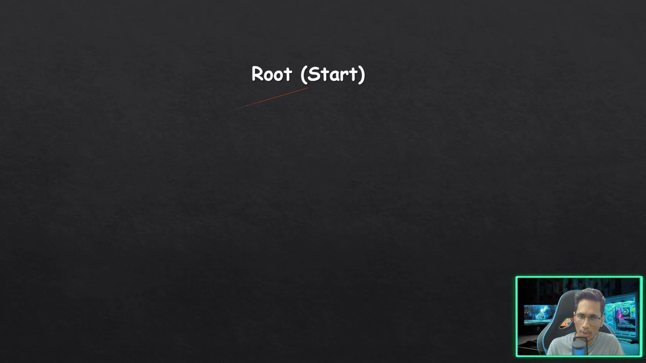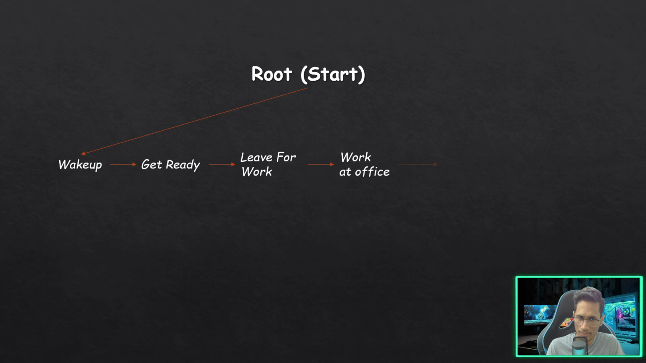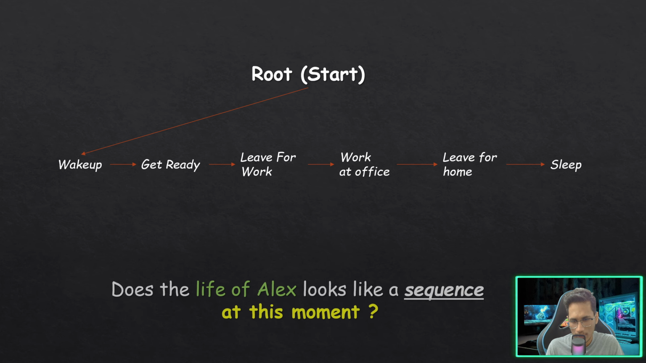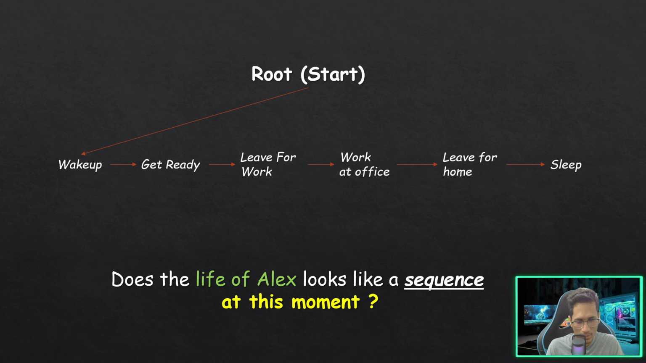We have a starting point, and if I draw a rough diagram, first he wakes up, then he gets ready, then he leaves for work, then he works at the office, then he comes back home, then he sleeps. Everything is sequential. Everything is connected and dependent on the previous one. So does the life of Alex look like a sequence, at least at this moment? Let's forget about the cases that can happen. If we just focus on a positive and happy path, this is how he lives.